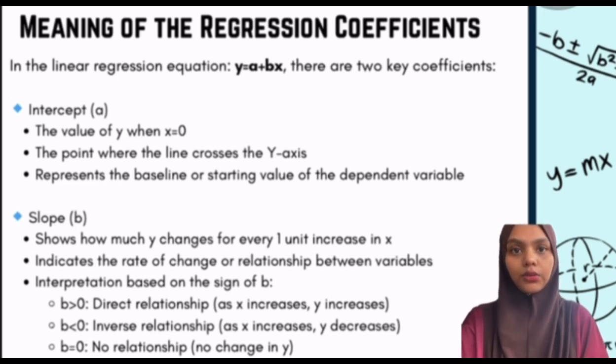If b is greater than 0, it's called a direct relationship, as x increases, y increases. If b is less than 0, it's called an inverse relationship, as x increases, y decreases. If b equals 0, there is no relationship.